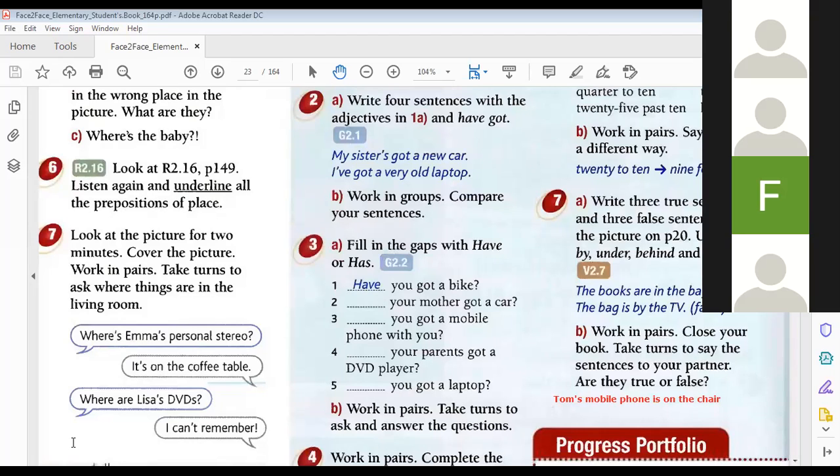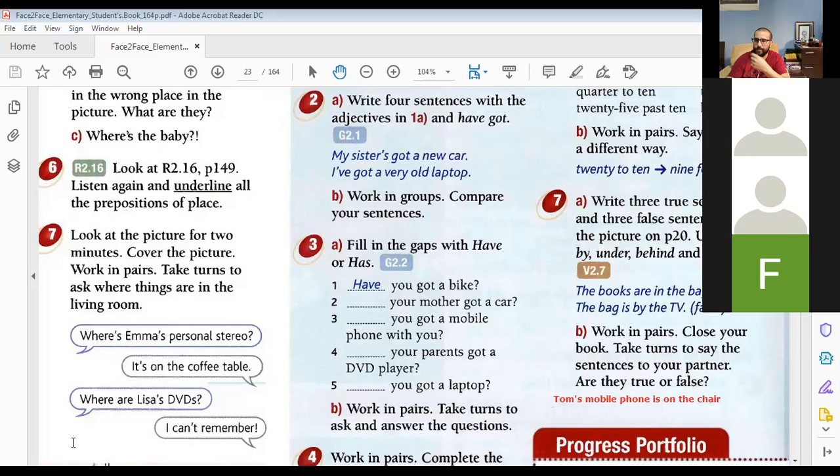Okay, so Fatima, think of 2 sentences, one true, one false, and Basma will tell us which one's true, which one's false. Okay. Tom's suitcase is in front of the sofa. Lisa's DVDs are on the floor. What do you think, Basma? The first sentence is false. Tom's suitcase is behind the sofa. Okay. And Lisa's DVDs are on the floor. Yes, it's true. Okay, very nice.